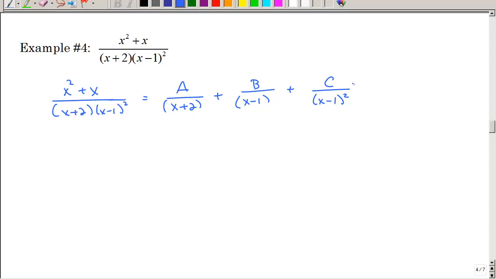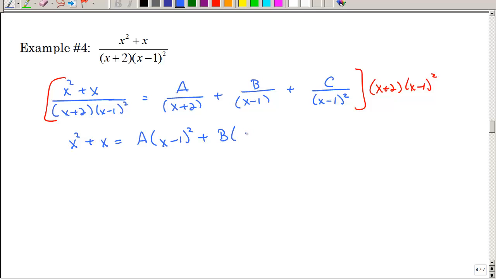Is that your setup? You don't necessarily have a, b, and c over the same ones, but you do need to have an x minus 1 and an x minus 1 squared and an x plus 2 in your denominator. Now what do we do next? We want to multiply through by that least common denominator and cancel out those fractions. Now we want to do our convenient values.